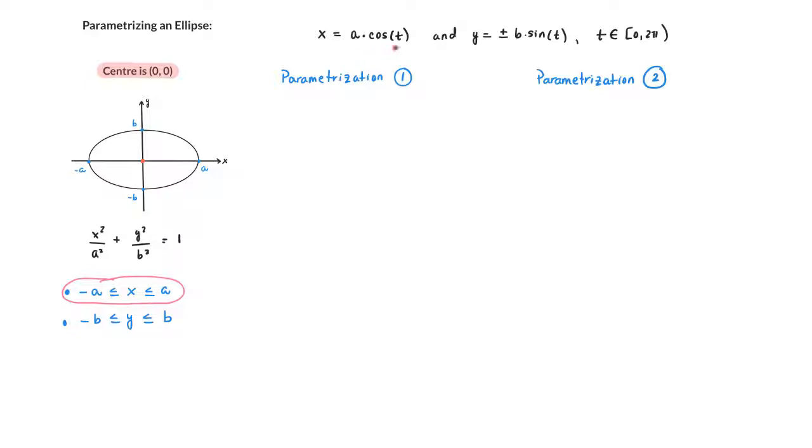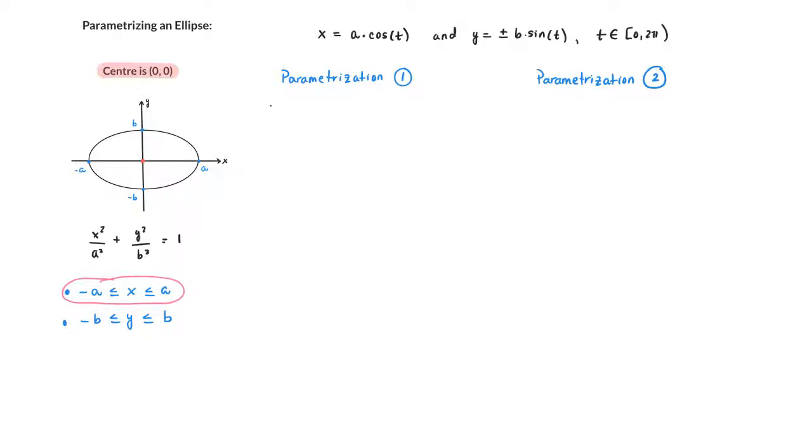Here I have, again, that x is equal to a times the cosine of t. We found that y is equal to plus or minus b times the sine of t, and we are only focusing on one complete revolution, one complete path, so t is between 0 and 2 pi. I'm going to go ahead and write down parametrization 1, the first option, and then the second option. And that will all depend on the y values.